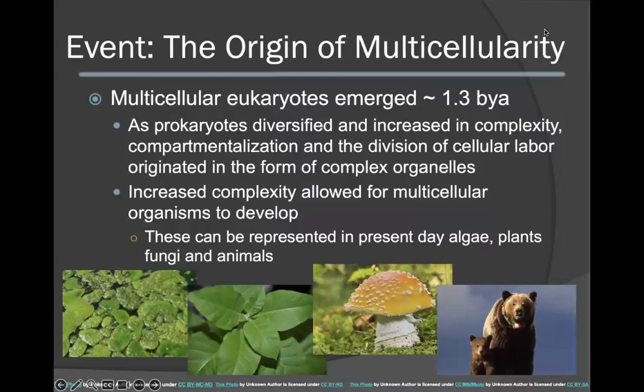Shortly after the development of eukaryotic cells, multicellular eukaryotic organisms began to emerge approximately 1.3 billion years ago. As prokaryotic cells diversified and also increased in complexity, so did the compartmentalization and division of cellular labor. This resulted in the formation of complex organelles, which we see in today's eukaryotic cells. This increased complexity also allowed for multicellular organisms to develop. This can now be represented in our present-day algae, plants, fungi, as well as animals.